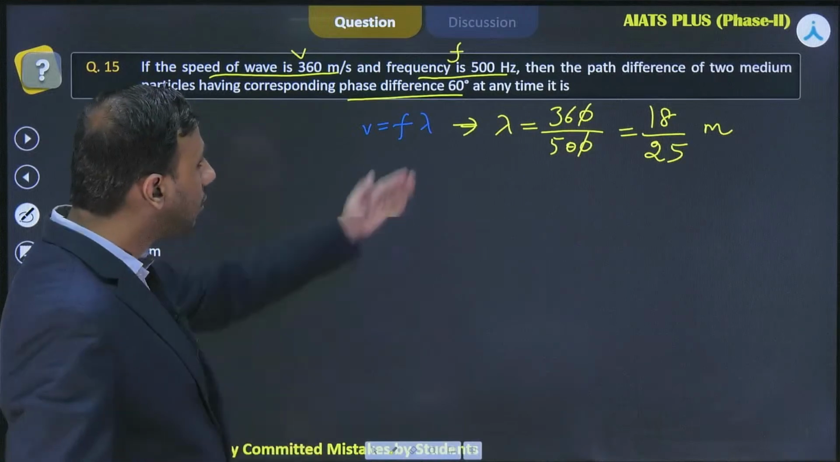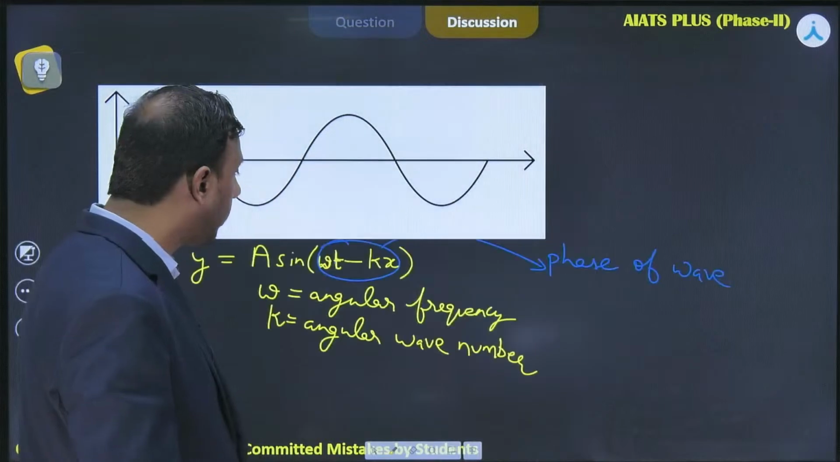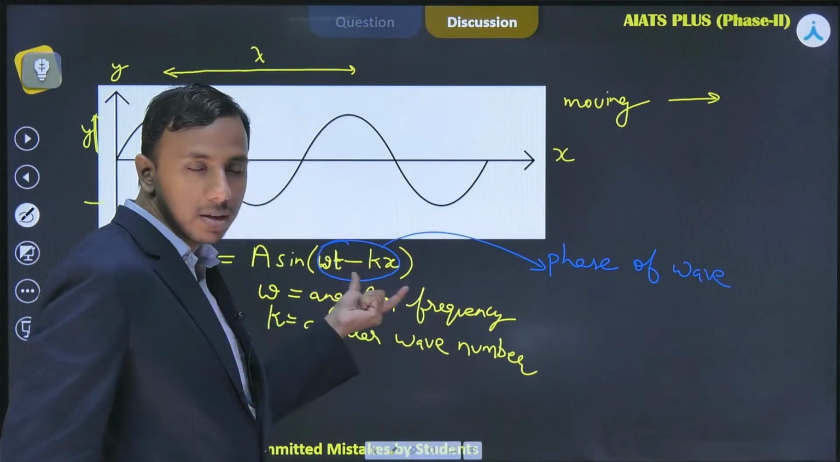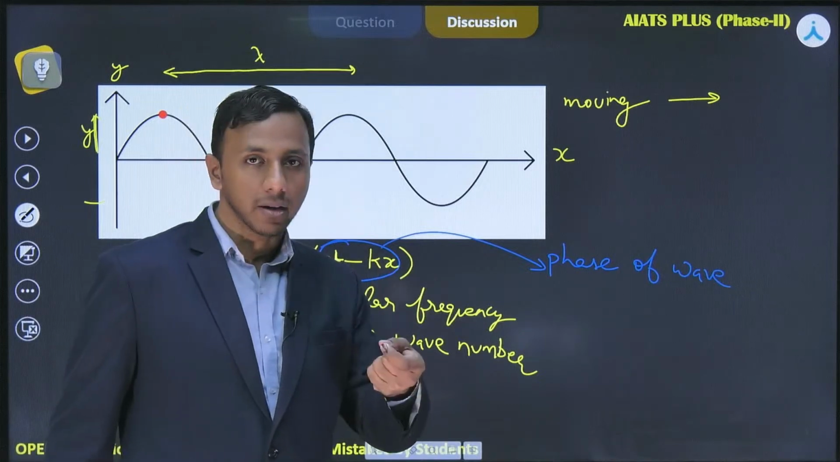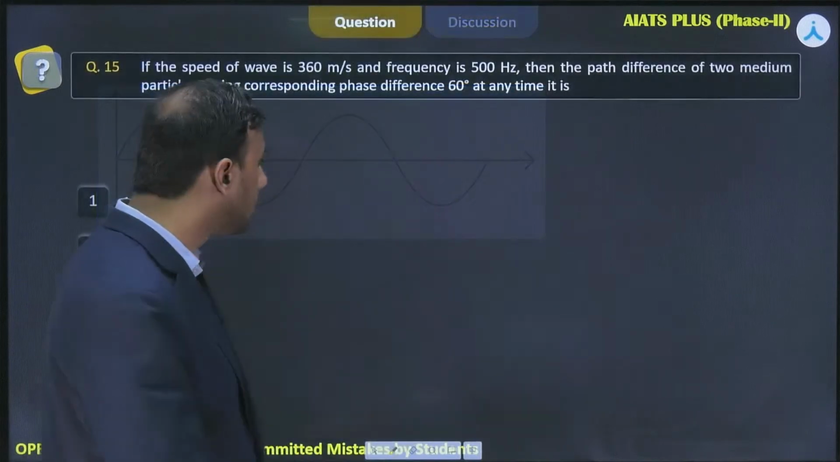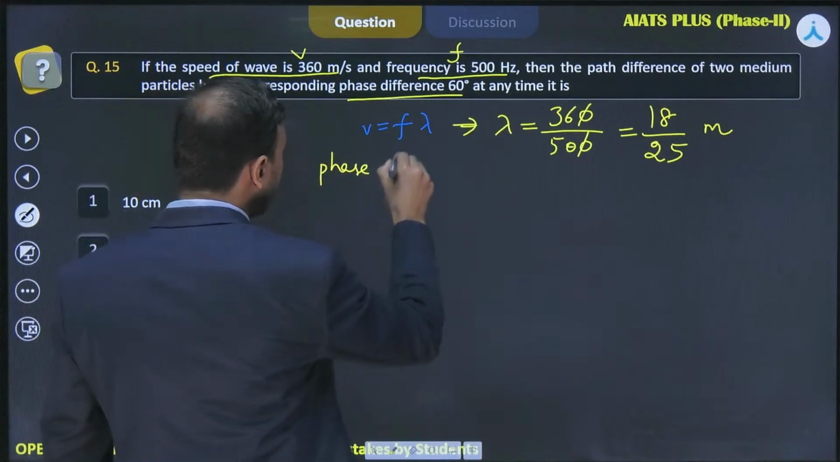All right. Now see what they are saying. Phase difference is 60 degree. Now if you remember, what did I draw the phase as? This is the phase, and 60 degree is given, and you have to represent it in terms of radian. 60 degree will be how much radian? Right? So let me draw it like this.